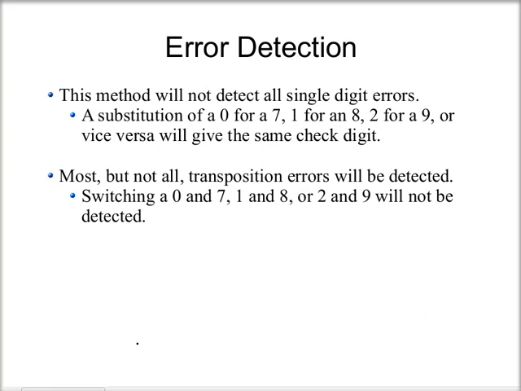It does, however, detect most transposition errors where two numbers are swapped, except if you switch a 0 and a 7, a 1 and an 8, or a 2 and a 9. Those won't be detected. But it does catch most of those, so that's a little bit of an improvement.